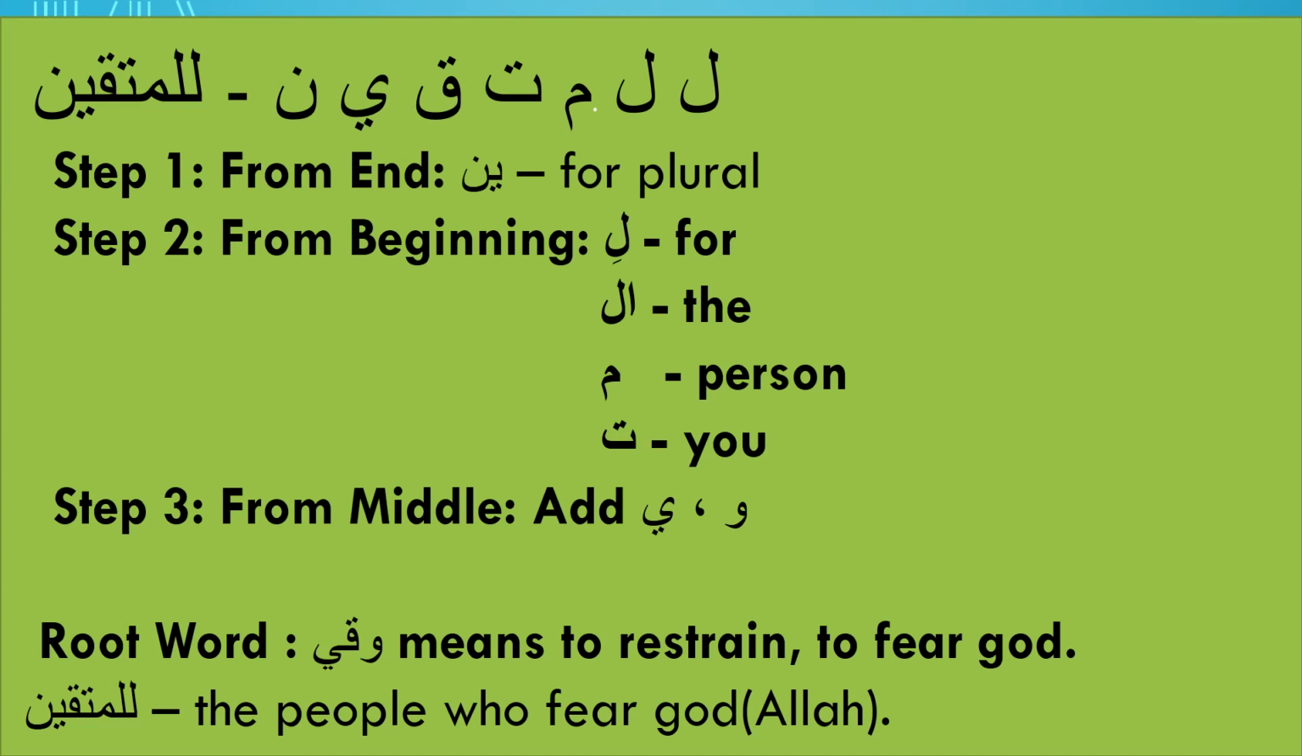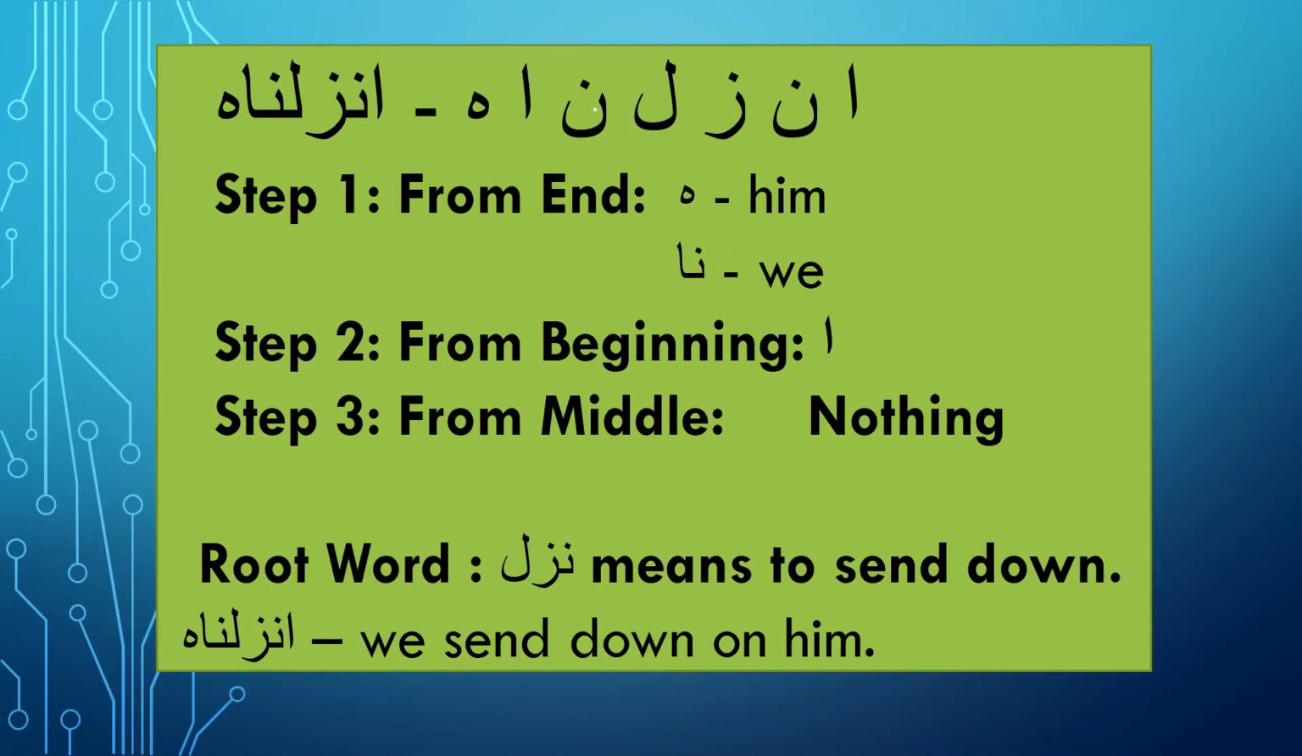And the last word is anzalnahu. From the end we can remove hu, which means his, and again we can remove na, which means we. So we are left with alif, nun, za, lam, and from rule number 1 we can remove alif. So we are left with nazala, which means to send down.